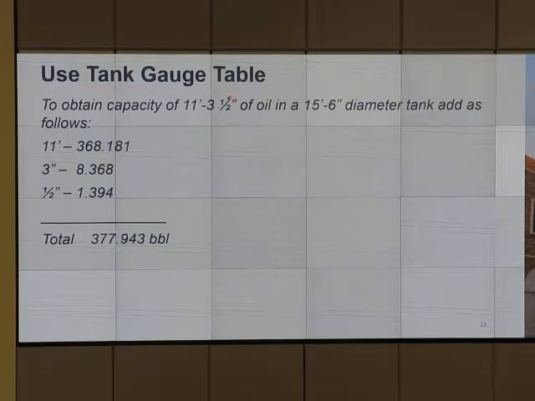Use tank gauge table, obtain capacity. So to obtain capacity, 11 feet, 3.5 inches of oil in a 15 feet 6 inch diameter tank. So 11 feet gives us that many barrels, 3 inches gives us that many barrels, half inch gives us that many barrels. Add them together and then you get total barrels in the tank. Good.